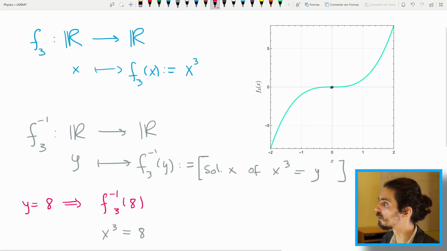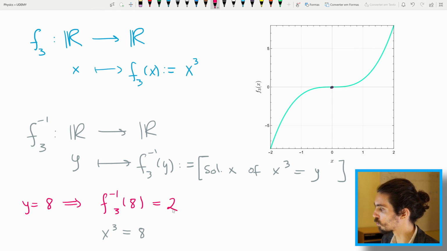Let's try again. Another guess. What if x is equal to 1? 1 cubed is what? It is 1. And 1 is different from 8. So again, a failed guess. What about x equal to 2? 2 times 2 is 4, and 4 times 2 is 8. So when x is equal to 2, you have indeed the correct answer. So we can conclude that this number here is in fact 2.